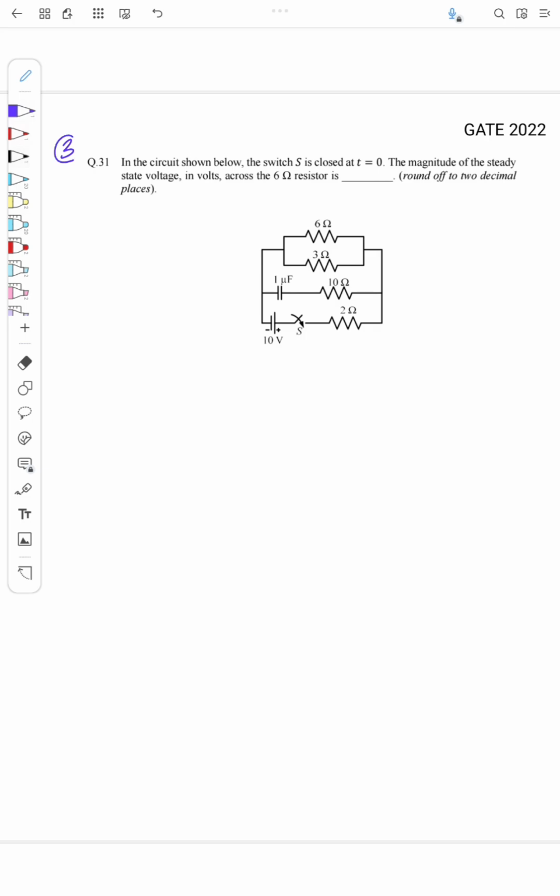Yeah, so this is again a question from GATE 2022. The question is, in the circuit shown below, the switch S is closed at T equal to 0. The magnitude of steady state voltage in volts across 6 ohm resistance is.